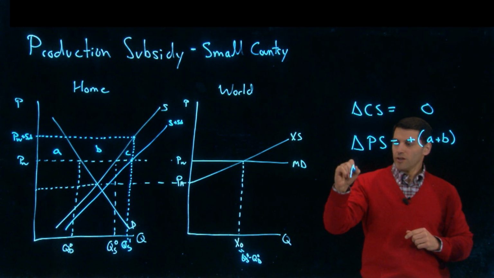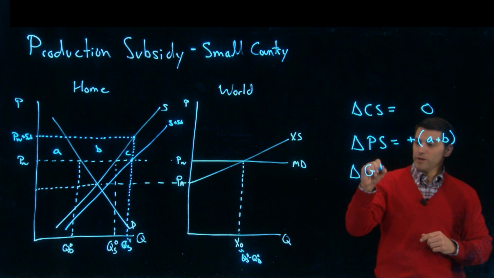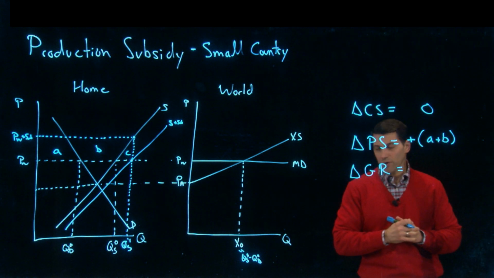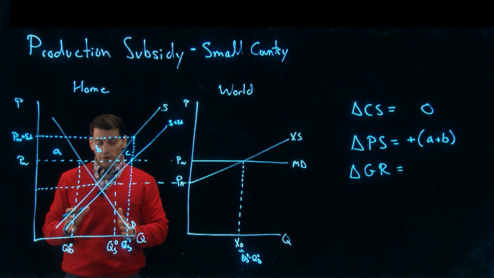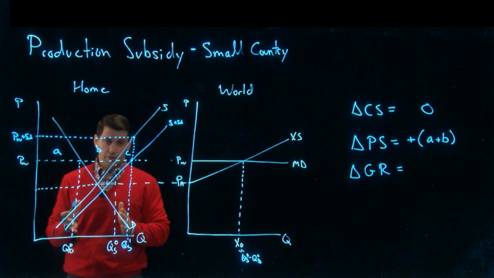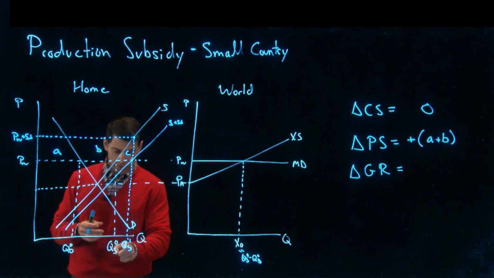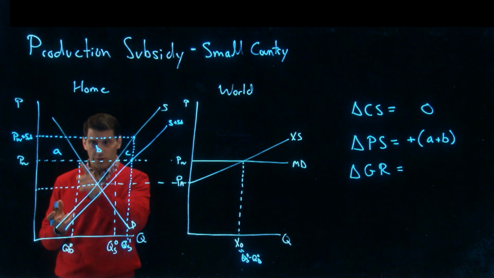And what about the cost of implementing this program for the government? Well, so we want to be careful here. Before, the government was only paying the subsidy on the units of the good that were being exported, right? So that would have been from QS1 out to, say, QD0.